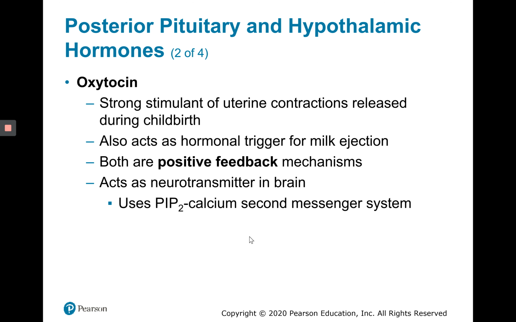Oxytocin is a strong stimulant of uterine contractions, so we see it released during childbirth. It's going to be a hormone that works via a positive feedback mechanism, which is rare for the human body, but it's also a trigger for milk ejection. Don't confuse oxytocin, though, with prolactin. Oxytocin is a trigger for milk ejection, whereas prolactin is going to be a hormone that causes milk production. It's also going to act as a neurotransmitter in the brain.